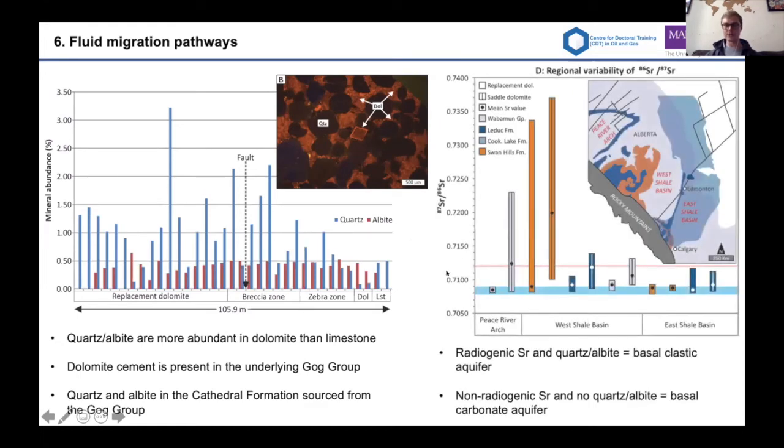And we use the same approach for the Devonian example, where we compiled strontium data from across the Western Canada Sedimentary Basin. In areas where we have incredibly high, i.e. radiogenic, strontium, along with the association of quartz and albite with dolomites, it would suggest that we have fluids that have previously interacted with basal clastic aquifers, whereas in areas where we have non-radiogenic strontium and no quartz and albite, it would suggest that they have interacted with the basal carbonate aquifer.